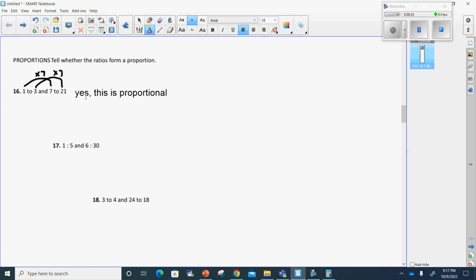Wow, that was number 16 I gave you. So I guess I'll have to give that to you as a freebie. That was my mistake. Again, we're going 1 to 6. That's times 6, which means 5 times 6 is what we're looking for, right? And that does give me 30. So yes, this one is also proportional.